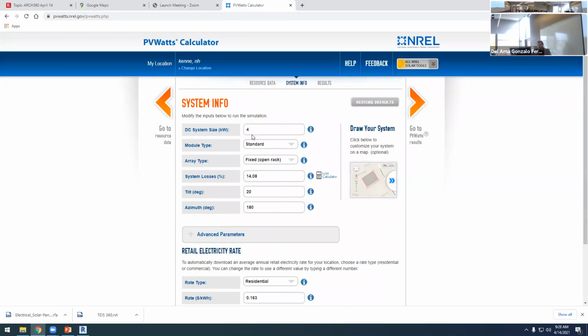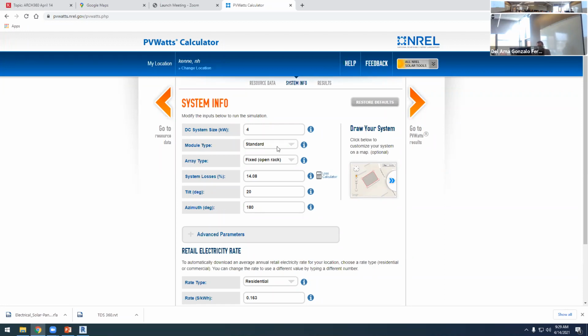And okay, now we have to include the system, DC system size. What is this in kilowatts? This PV Watts calculator comes from the Department of Energy of the United States, and they are using international units. So for this analysis, we have to use international units, kilowatt hours, and then the results will be kilowatt hours per square meter. So it's better if we use square meters to compare the Revit analysis to the PV Watts.